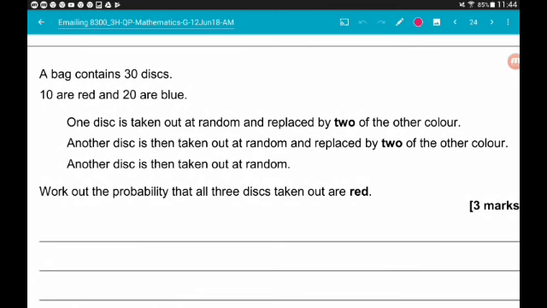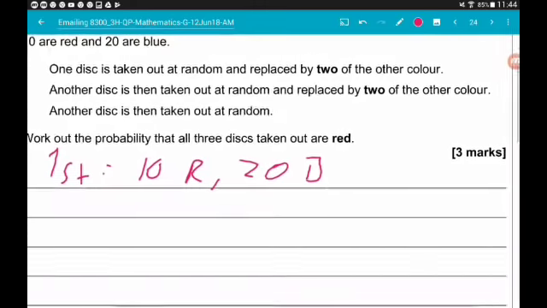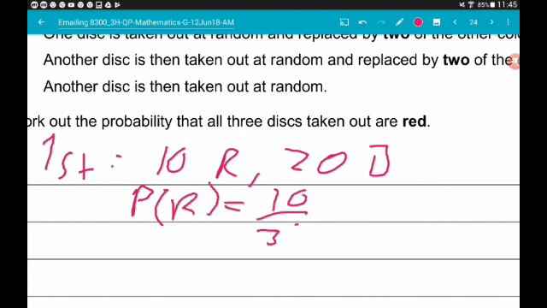So, we need to be really careful and just think a bit logically about this. So, on the first selection, 10 are red, 20 are blue. So, for the first selection, the probability of red is 10 out of 30, which simplifies to 1/3.